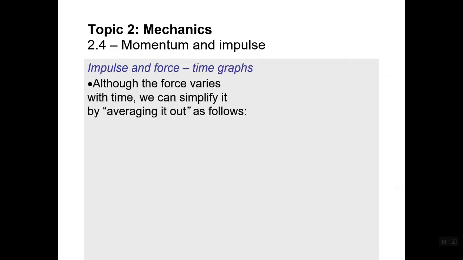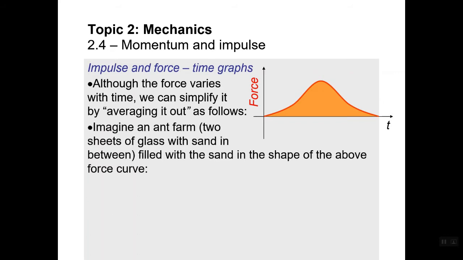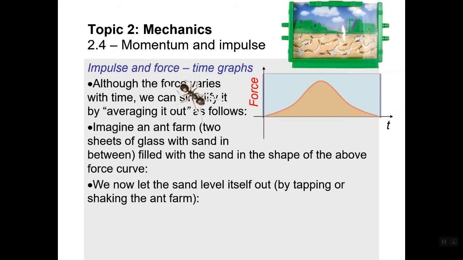Impulse and force-time graphs. Although force varies with time, we can simplify it by averaging it out as follows. So you have a force-time graph. Imagine an ant farm, 2 sheets of glass with sand in between, filled with sand in the shape of the above force curve. We now let the sand level itself out by tapping or shaking the ant farm.